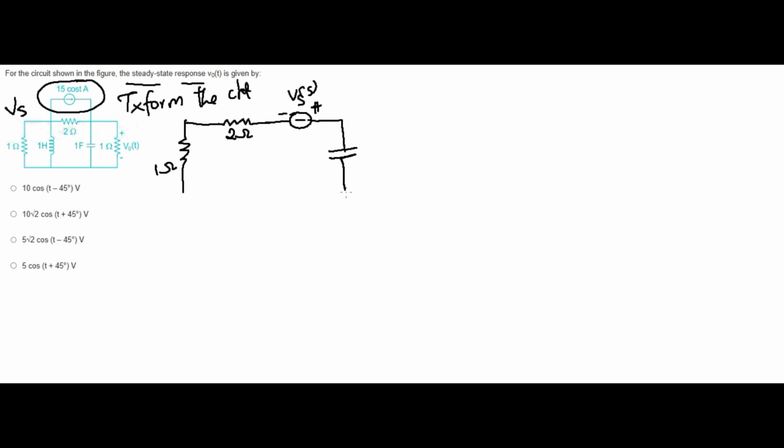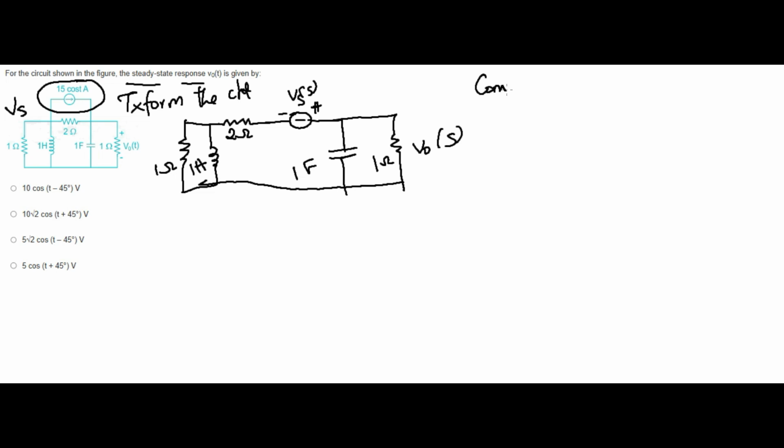Here there will be a 1S capacitor, and afterwards there will be 1 ohm. Here I write V naught of S, named completely in the S domain. Here's 1 ohm, then afterwards 1F, and in between the gap an inductor is available, so I draw the inductor also. I completed the whole circuit and name it 1H. Now I'm going to combine the impedance.